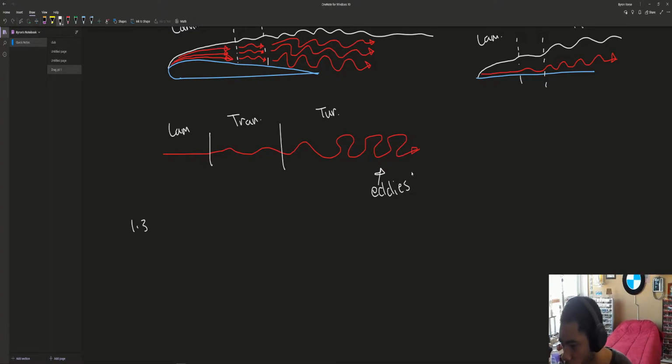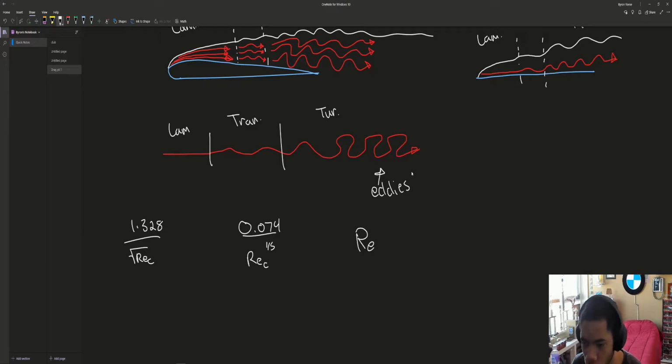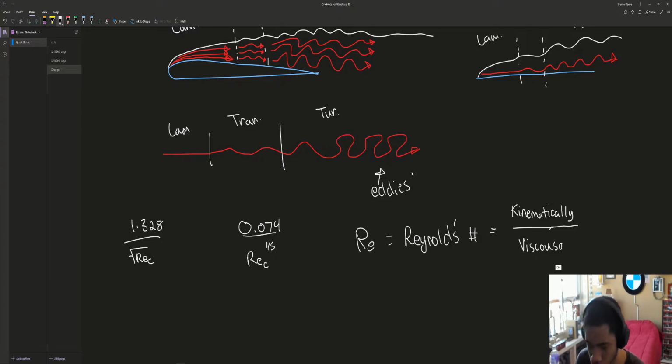So we have 1.328 over the root of Re_c and 0.074 over Re_c to the 1/5. Alright, so what is Re? Re stands for the Reynolds number. Now the Reynolds number is very important in aerodynamics. It tells you a lot about the flow characteristics. Specifically, what's happening kinematically over viscous. These aren't really words, but I'm making words.